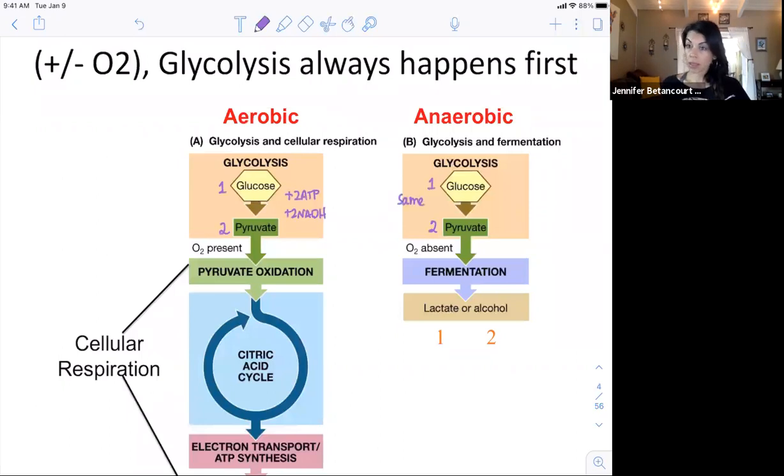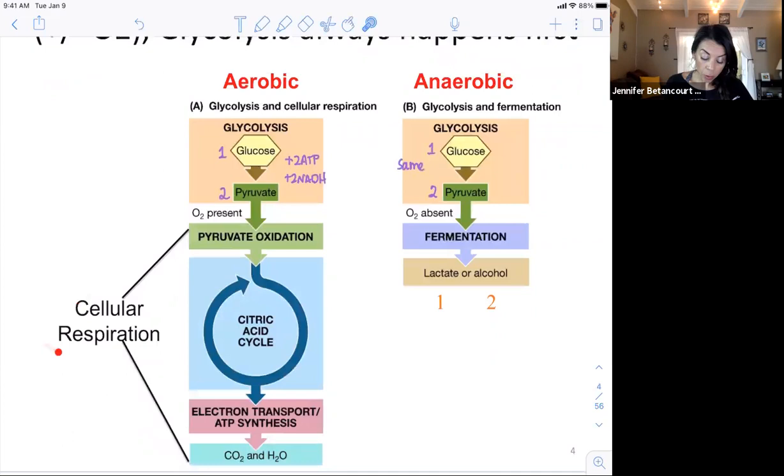Okay, and then the cell has to make a decision. So if there's oxygen present, then the cell undergoes what's known as cellular respiration. So when you hear the word cellular respiration, technically that does not include glycolysis. So what we like to say is that aerobic respiration is glycolysis plus cellular respiration. Whereas anaerobic metabolism of glucose is glycolysis and some sort of fermentation that we briefly introduced yesterday at discussion.